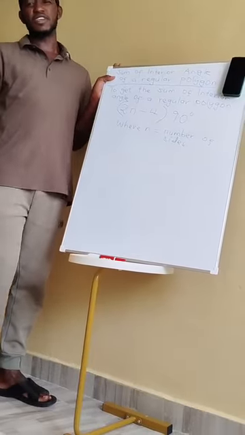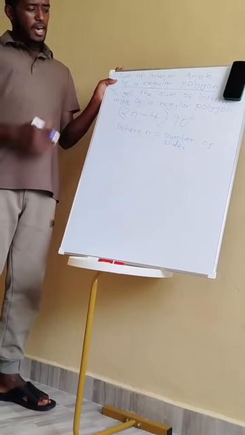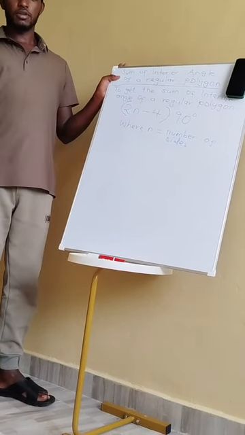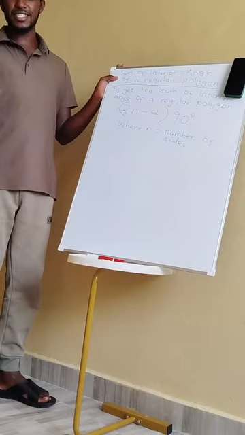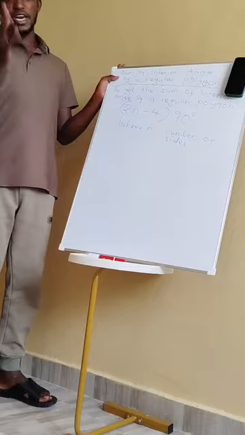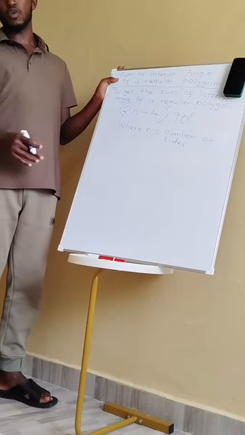Let us take a very simple example. For instance, I have an octagon. What did we say an octagon is? An octagon is an 8-sided figure. So I may ask you, what is the sum of interior angle of an octagon?